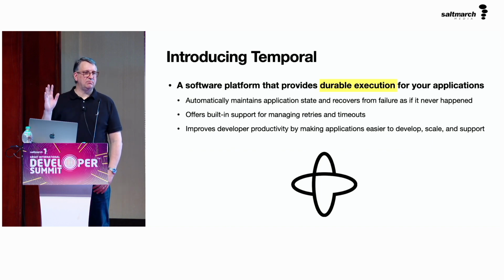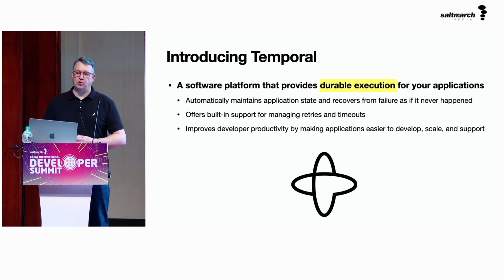So that brings me to Temporal. Temporal is a software platform that provides durable execution for your application. It ensures that your application runs to completion, that you get this effectively once execution that I was talking about. It does this by automatically maintaining the state of your application external to the application. And then if the process terminates and doesn't make it to the end, it automatically reconstructs the state from before the failure and continues on from there as if the failure never happened.